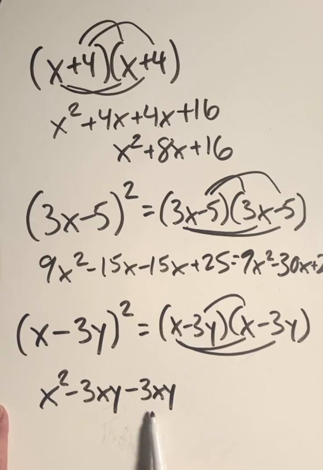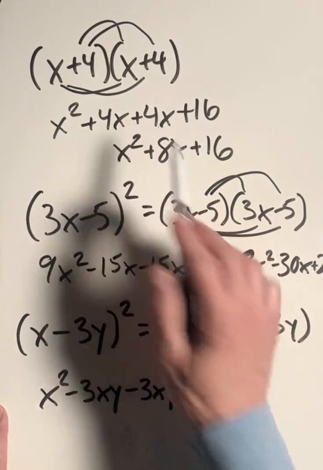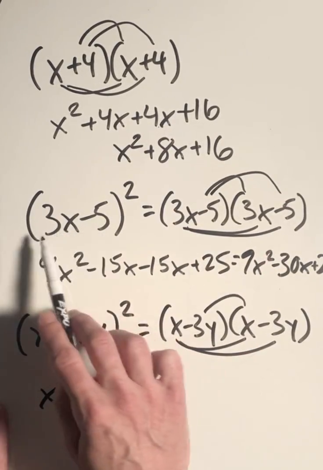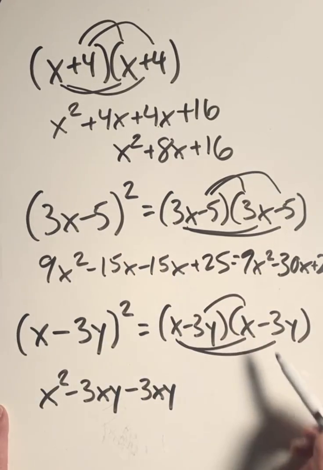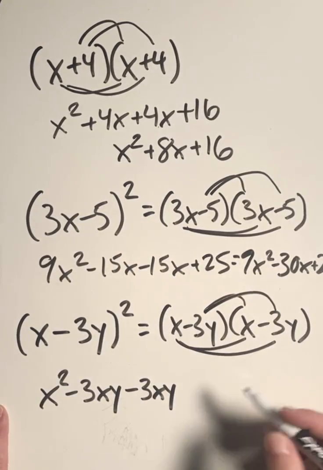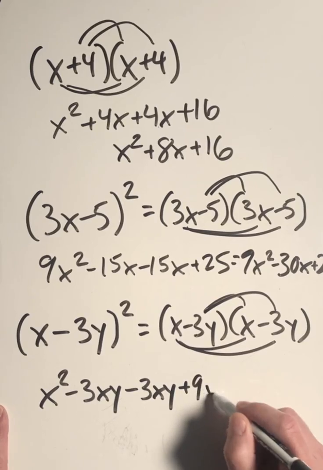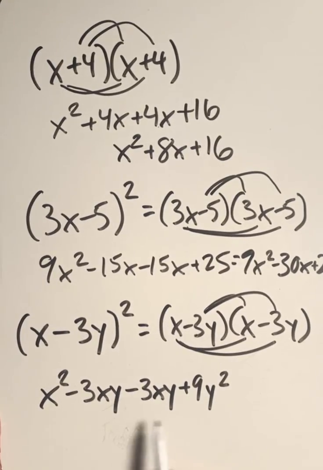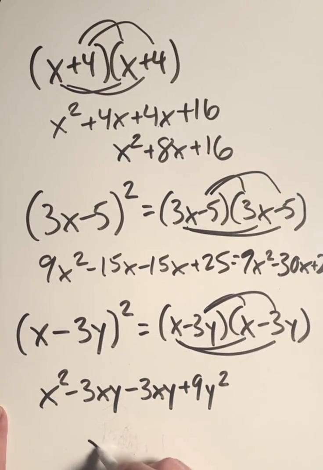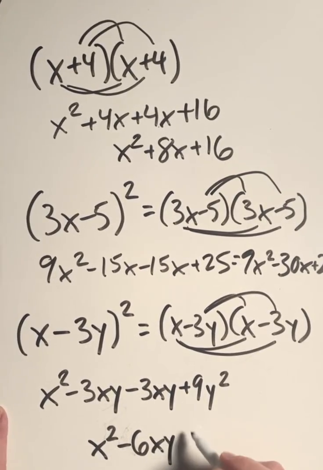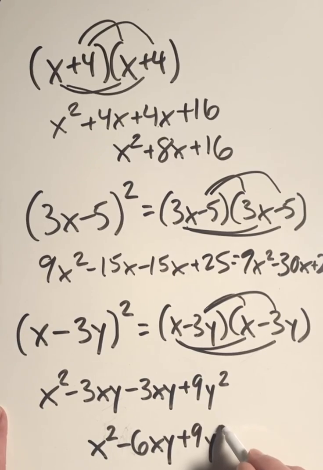We have twins in the middle in every single example because we're taking a quantity and squaring it. Negative 3y times negative 3y would be positive 9y squared. And now we need to go about combining the middle terms again. X squared minus 6xy plus 9y squared.